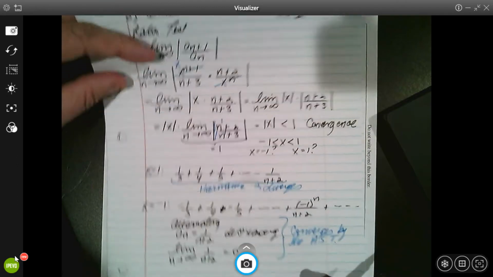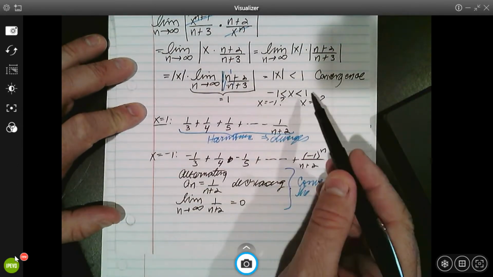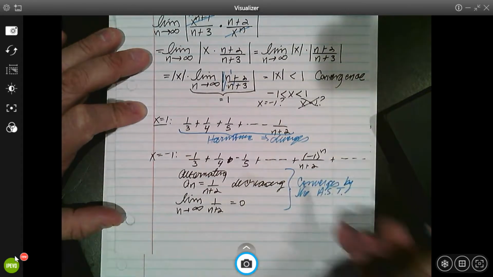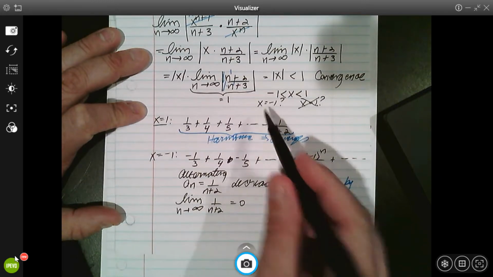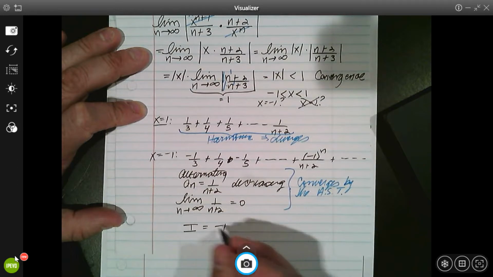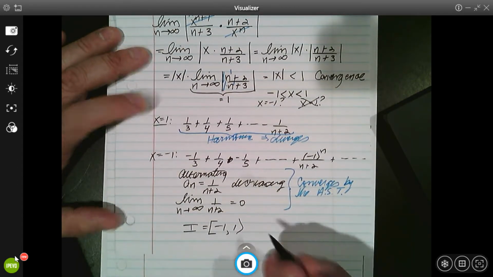So let's pull it all together. We know we have convergence from -1 to 1. We know we have divergence at x equals 1 and convergence at -1. So our interval is going to be the closed interval, -1, I guess half closed, to +1.